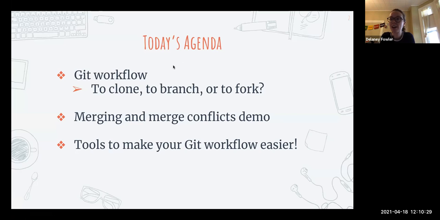So today we're going to talk about some slightly more advanced concepts, including Git workflow, like cloning, branching, and forking, and how those things are different and when you would use them. We're going to talk about merging and merge conflicts, and we're going to have Anna do a demo about merge conflicts, which we're very excited about. And then we're going to show you some tools that are going to make your Git workflow easier.